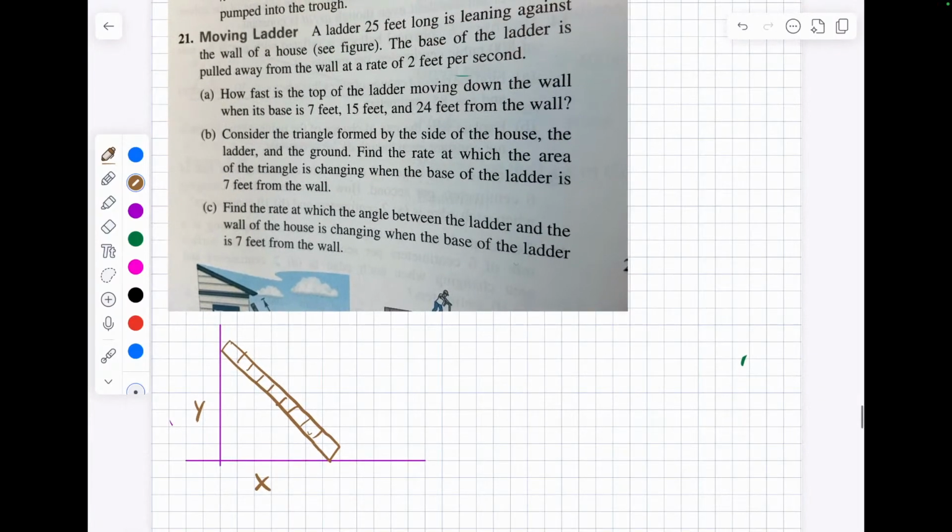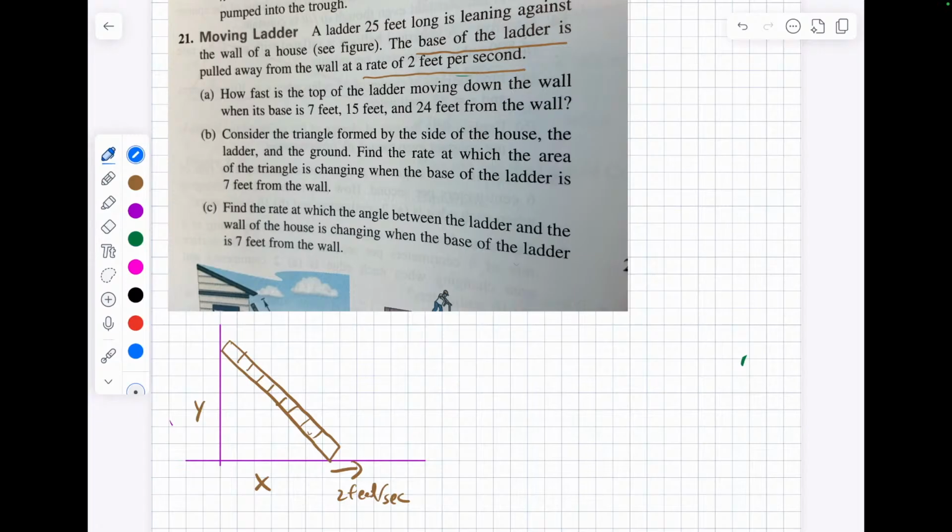They say the base of the ladder, what's the base? The bottom or the top? The bottom is moving at a rate of 2 feet per second. So this is pulling away at 2 feet per second. Is that okay? Now, with that being said, 2 feet per second, great. We're gonna start from there. What kind of relationship should I be using?